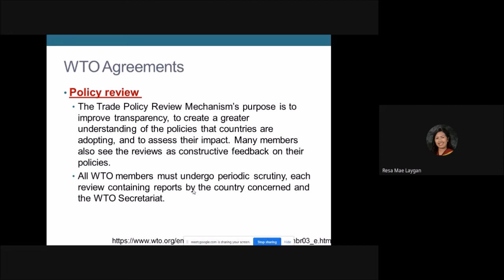So many members also see the reviews as constructive feedback on their policies. So kung merong mga kailangan i-revise or kailangan i-improve sa policy, so kailangan talaga i-recommend for policy revision. So all WTO members, no, must undergo periodic scrutiny, each review containing reports by the country concerned and the WTO secretariat. So yan talaga yung essence ng policy review. Kasi there are policies that can cause disadvantage to some of the members or can benefit the WTO members. So all of these are the parts, no, of the agreements among the WTO members.